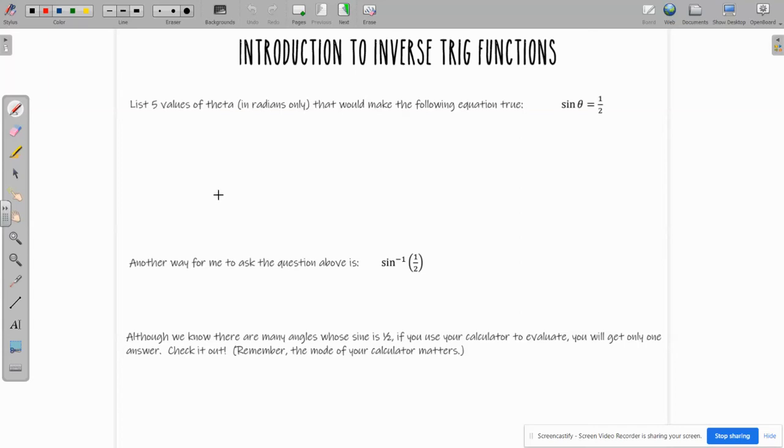Today we're going to be talking more about inverse trig functions. So your first question says, list 5 values of theta in radians that would make the following equation true. The sine of theta equals 1/2.